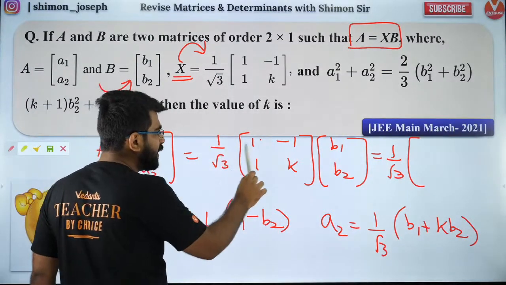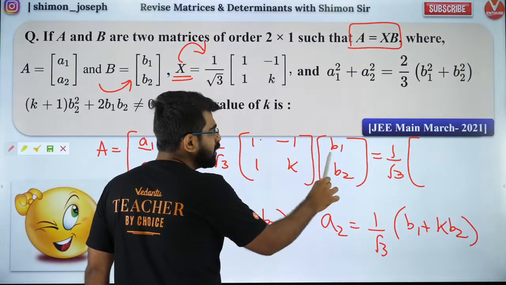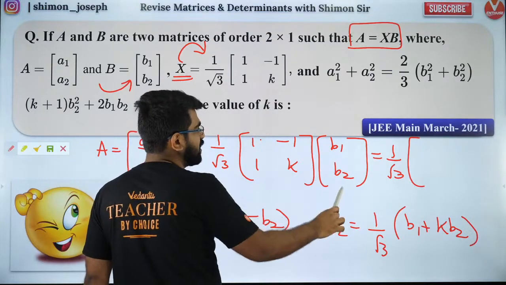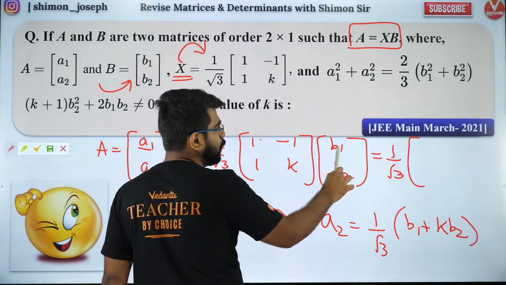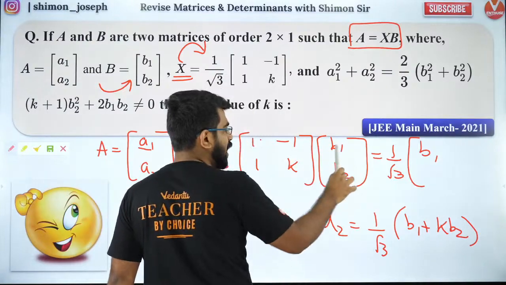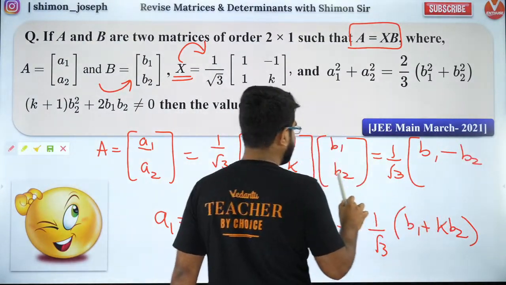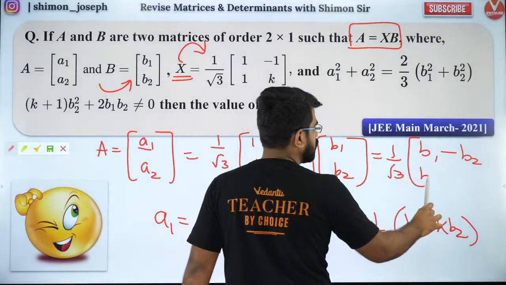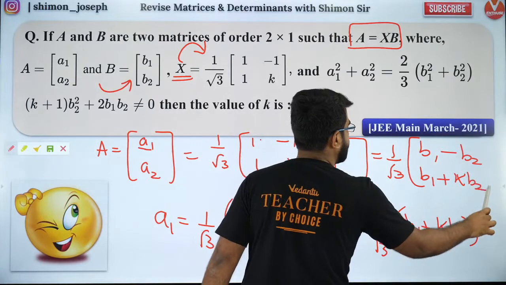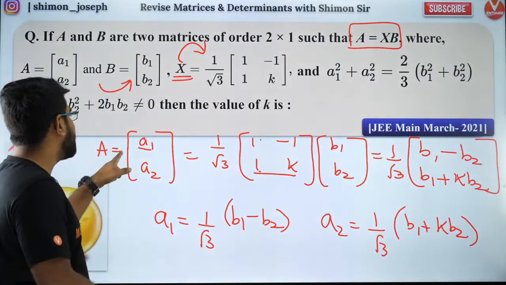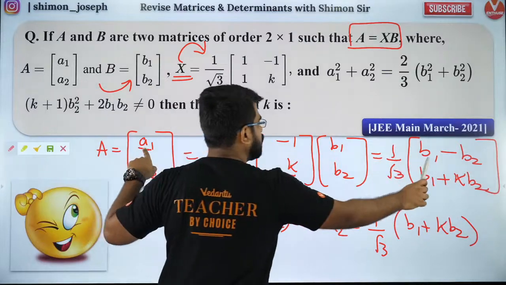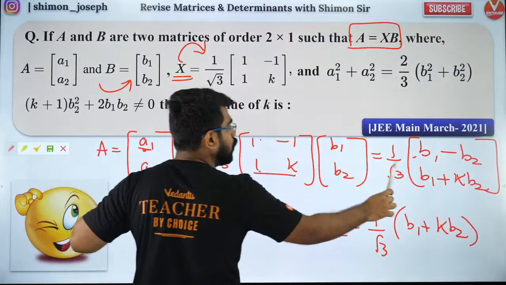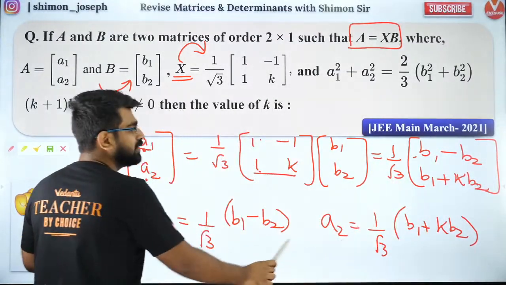Listen carefully. 1 by root 3 stays as 1 by root 3, Noah. Now, what is the product of these two matrices? I hope you are aware of it. First row into first column, that's how you multiply. So it will be 1 into B1 minus 1 into B2, so B1 minus B2. Then second row into first column: 1 into B1 plus K into B2, so B1 plus K B2. That is the product matrix. Now you can compare. Your A1 is equal to B1 minus B2 by root 3. That is what I have written. A2 is equal to B1 plus K B2 by root 3. That is what I have written.